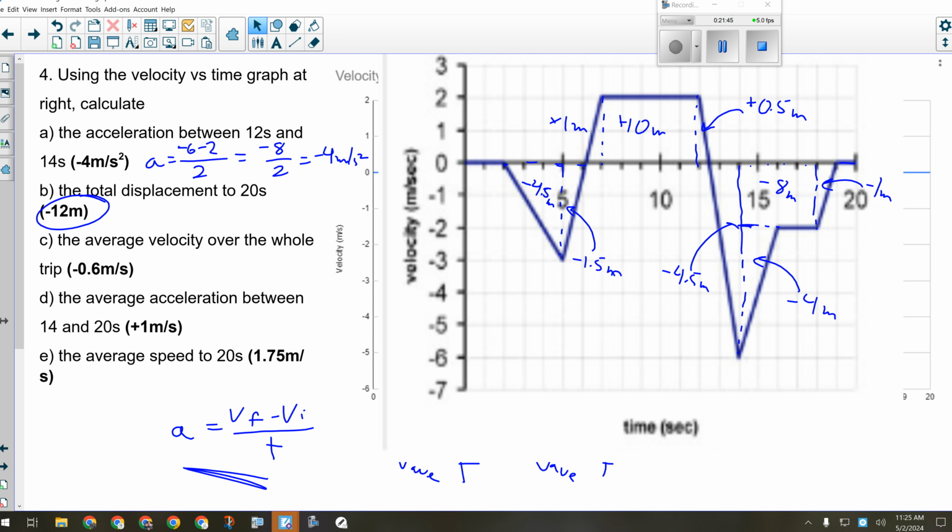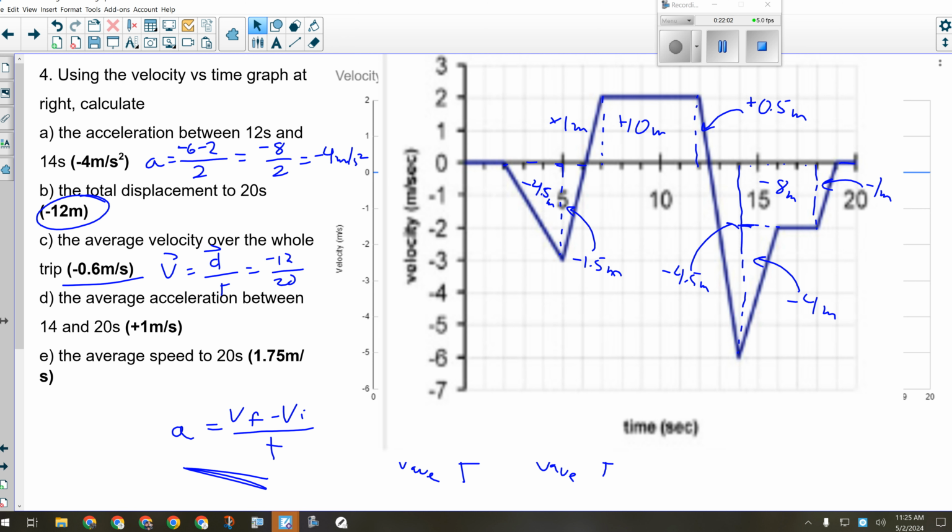Next thing, average velocity over the whole trip. I just did all the work for that, really. I've got -12, and that takes 20 seconds. So v equals d over t. This is, of course, velocity and displacement. -12 over 20 is -0.6 meters per second. We did all the hard work already for that.